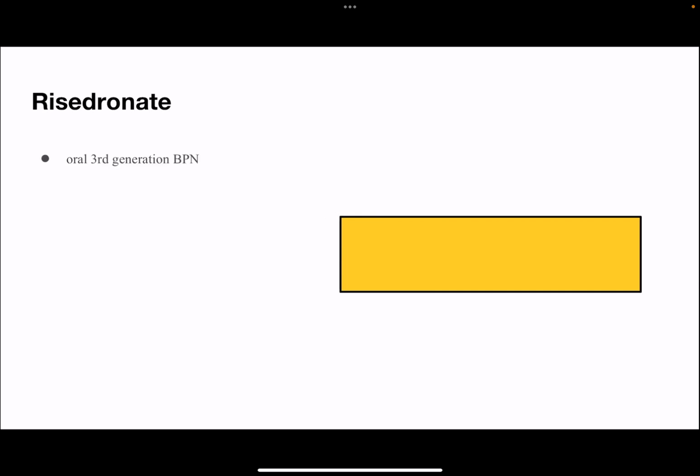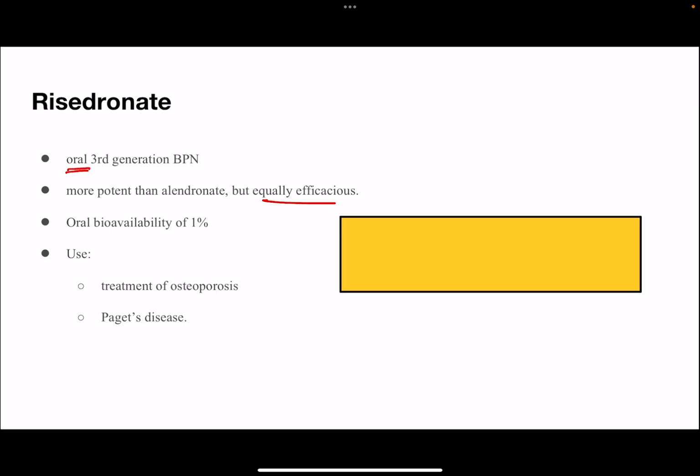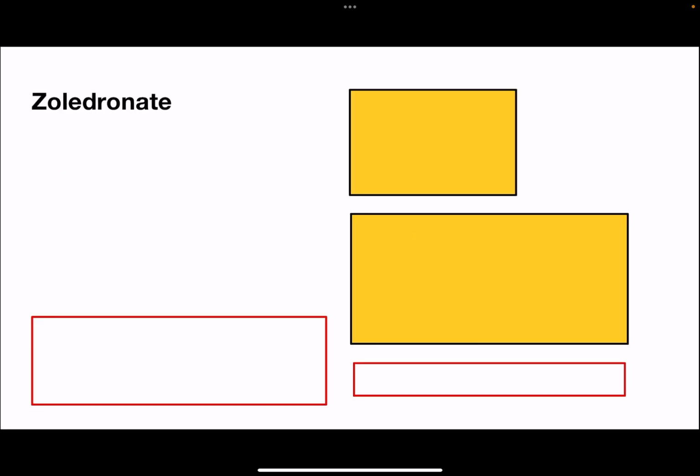Coming to risedronate, a third generation bisphosphonate. It is given orally. Please remember, it is given orally, not IV. IV is only pamidronate and zoledronate. It is more potent than alendronate, but equally efficacious. Again, the oral bioavailability is very poor, and it is used in the treatment of osteoporosis, Paget's disease, etc. It can be given daily, weekly, or once a month, and it has to be taken orally in the morning with a full glass of water to prevent esophagitis.